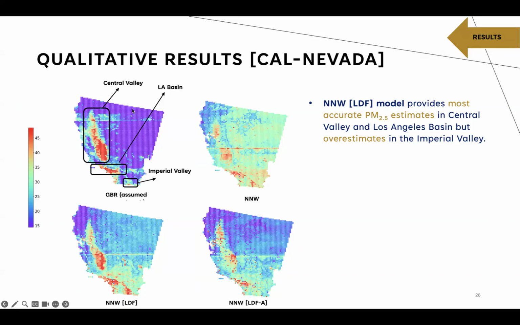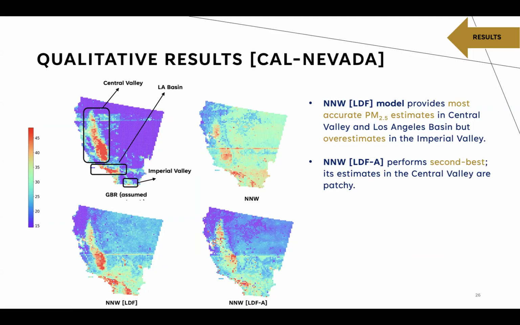This is an assumed ground truth. It's not the true ground truth, but we were trying to see if our estimated PM2.5 values are closer to this. As we see here, NNW-LDF has the most accurate PM2.5 estimation, especially in the Central Valley and the LA Basin. However, it slightly overestimates, I believe, in the Imperial Valley.